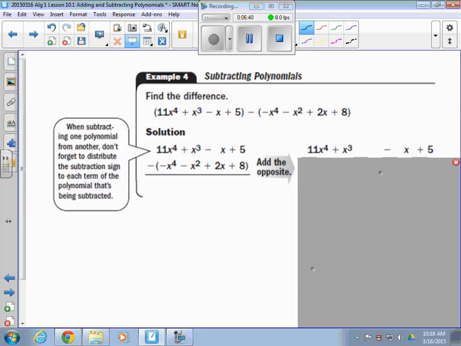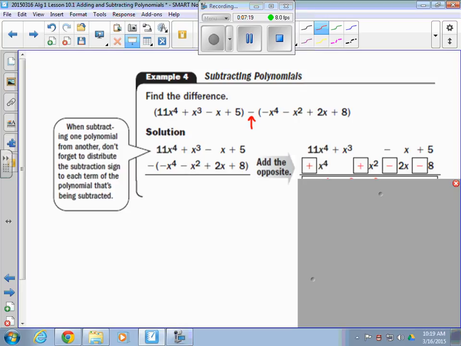Then example number 4 is subtracting polynomials. The only difference between adding polynomials and subtracting them is you're going to add the opposite. So since it says minus in the middle, you're adding the opposite of all of these. Instead of saying minus negative 4x, you're just saying plus positive. Instead of saying minus negative x squared, you're saying plus x squared. Instead of saying minus positive 2x, you're saying minus 2x. So it's just adding the opposite of all of these. So notice the only thing that's happening with these vertically is all of the signs are changing.